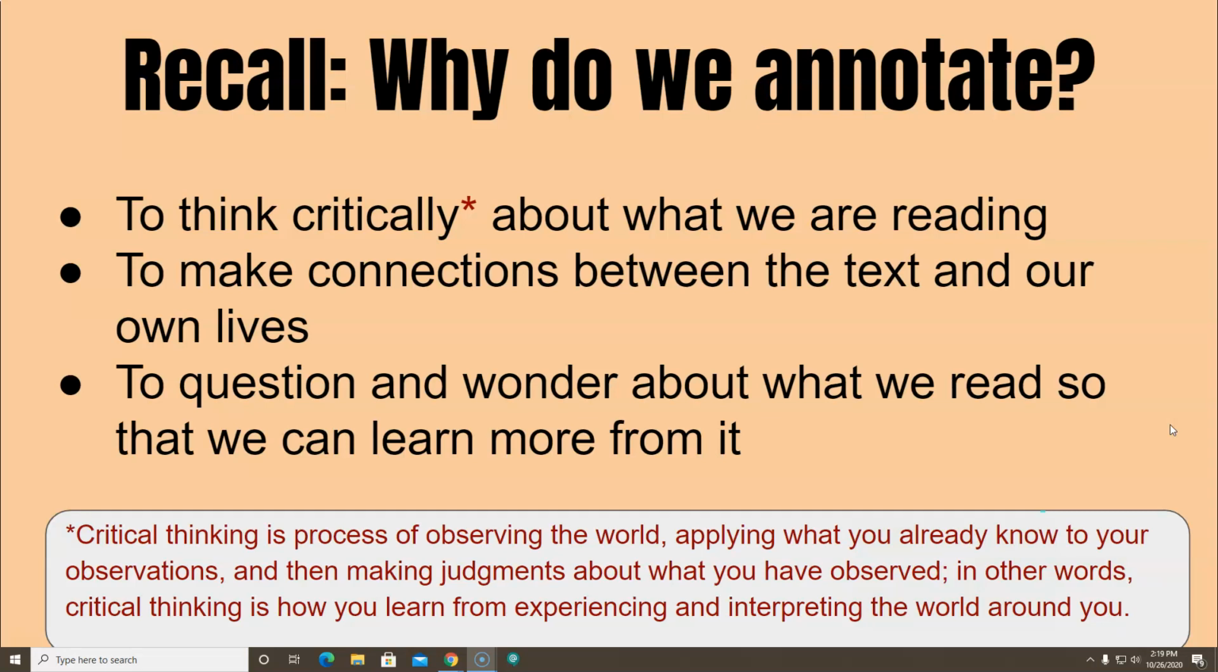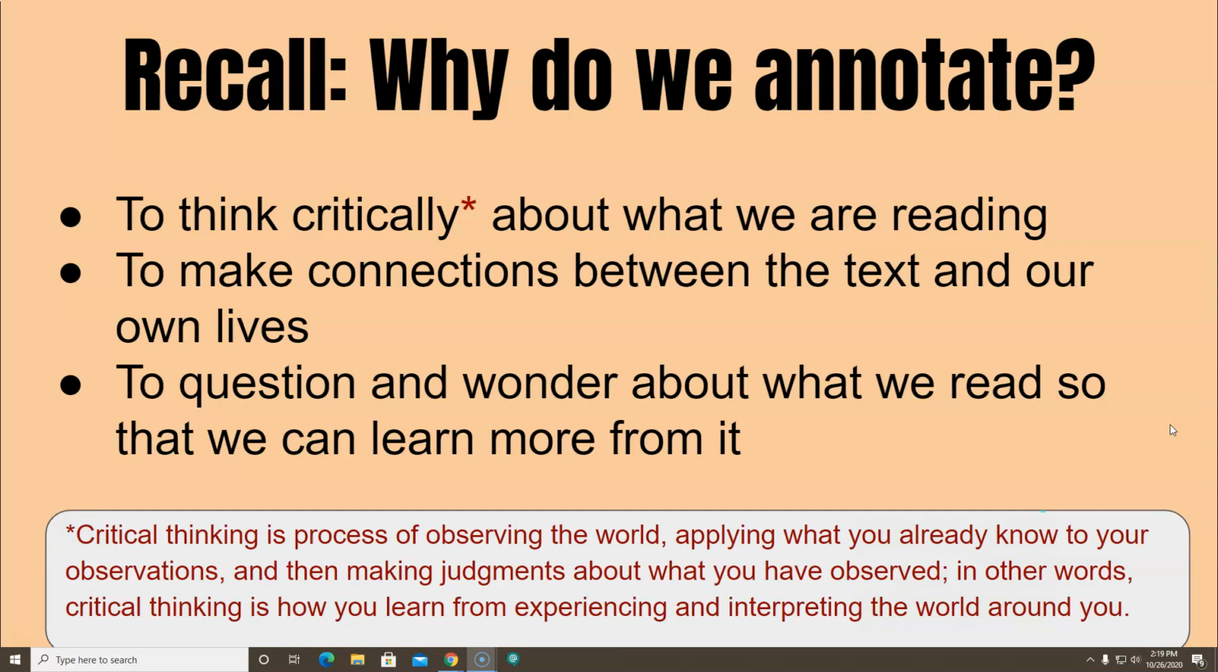So when you think critically, you make observations, you connect those observations to what you already know, and then you make judgments about what you've observed. You evaluate them. Are they good or are they bad? You analyze them. How do they work? How do they work together? How do they fit into your life? How do they connect with the world? We want to make sure that when we are writing these annotations, we're thinking critically, because that's one major purpose of writing the annotations, so that we think and exercise our brains.